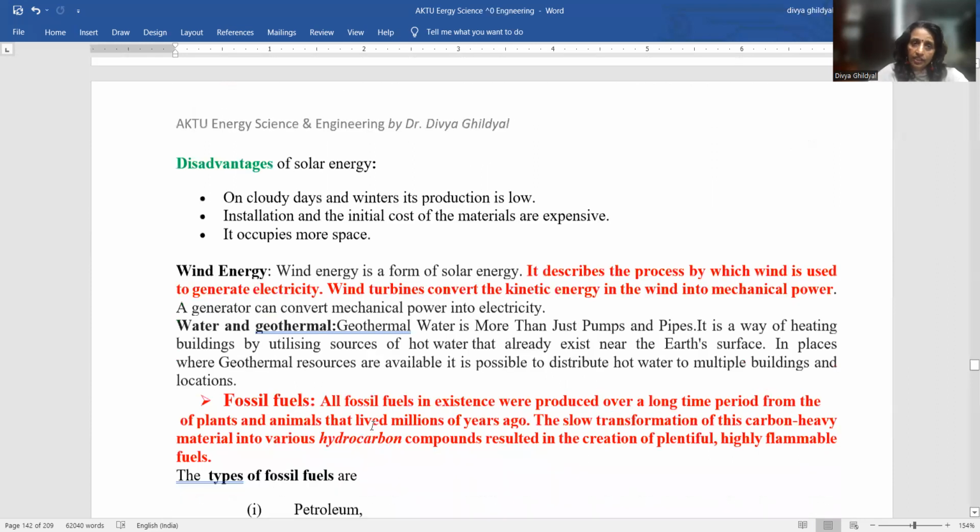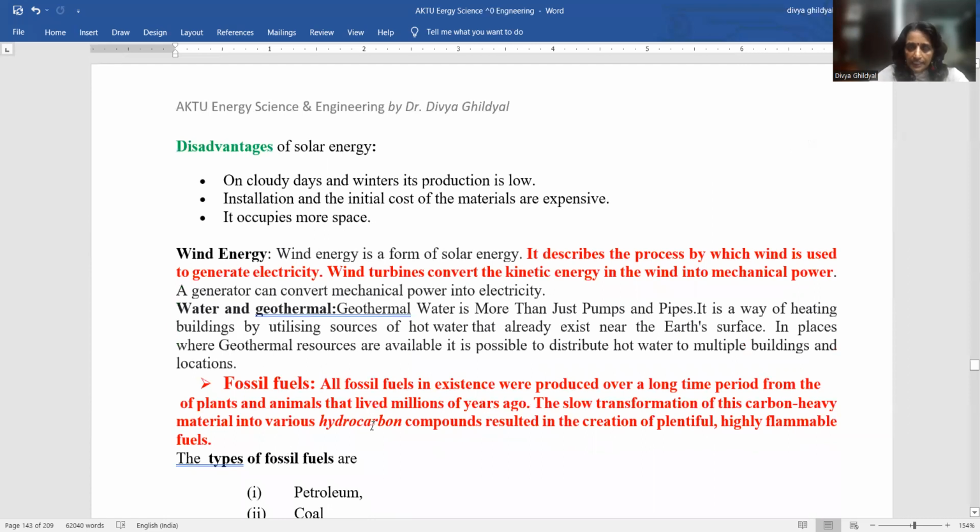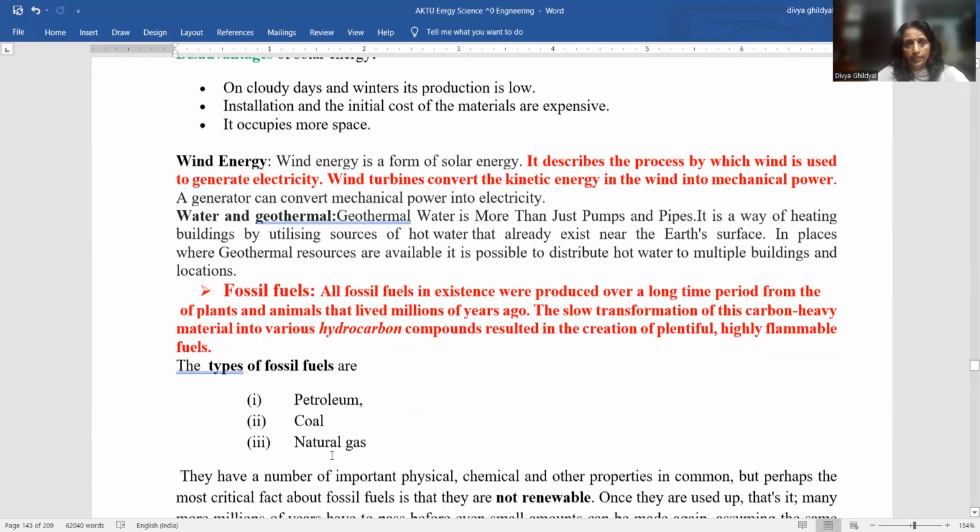The biggest disadvantage of solar energy is that it is nature dependent. That means on a cloudy day, or on a day where a lot of pollution is there in the environment or the atmosphere, we are not able to utilize solar energy at full strength.